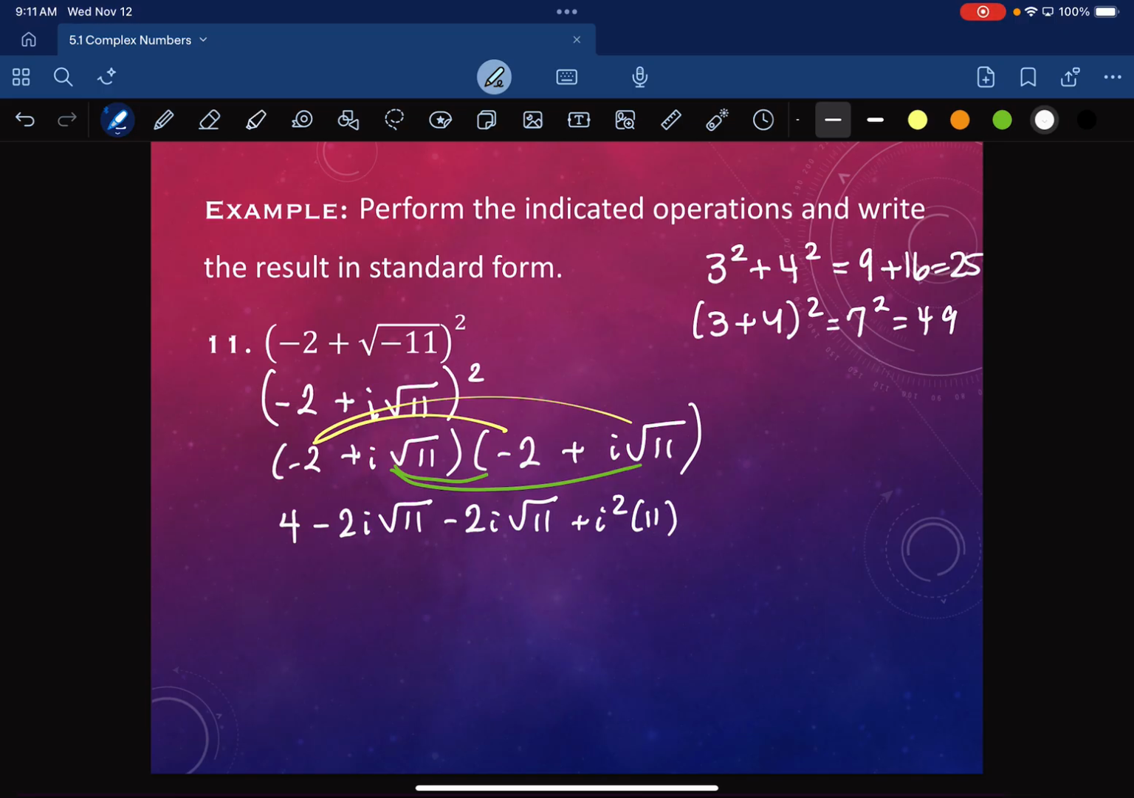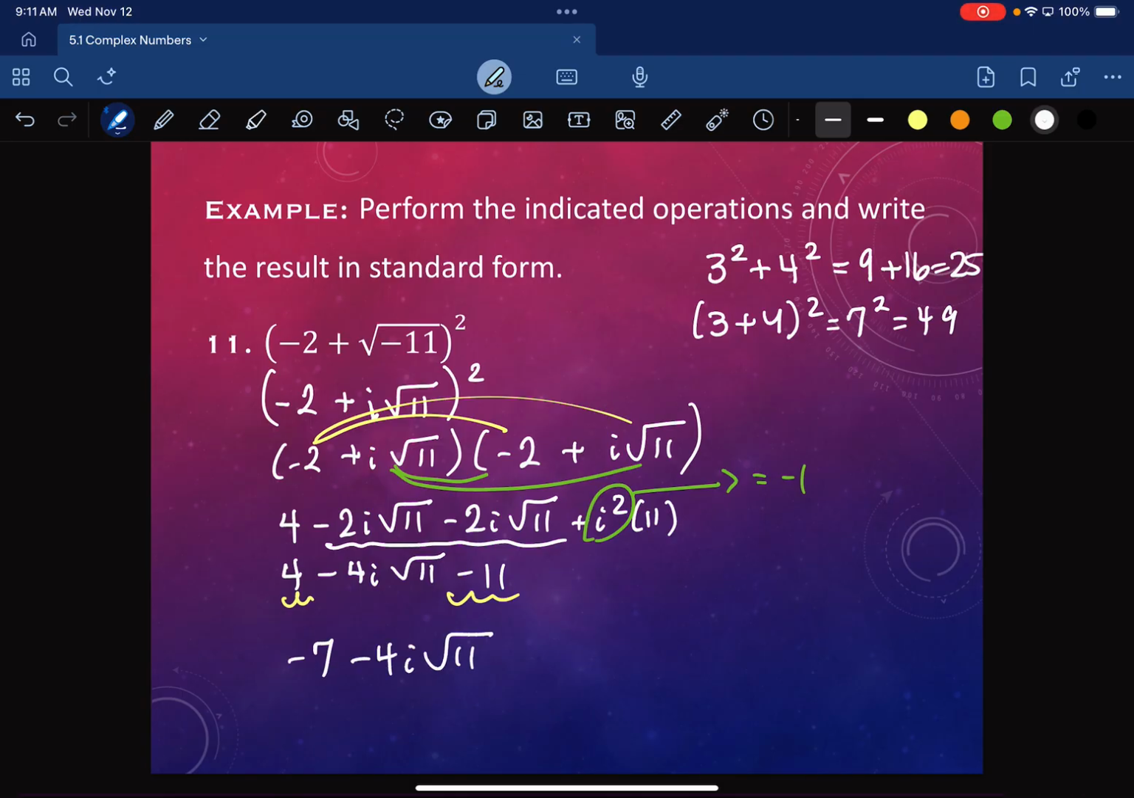Some of these can be simplified, some of them can be combined. I've got a 4 at the beginning. These two add together because they are alike, so there's -4i√11. And then the one at the end, remember i squared is equal to what? -1. So this at the end is actually -11, right? And that -11 will then combine with my 4, giving -7 minus 4i√11.